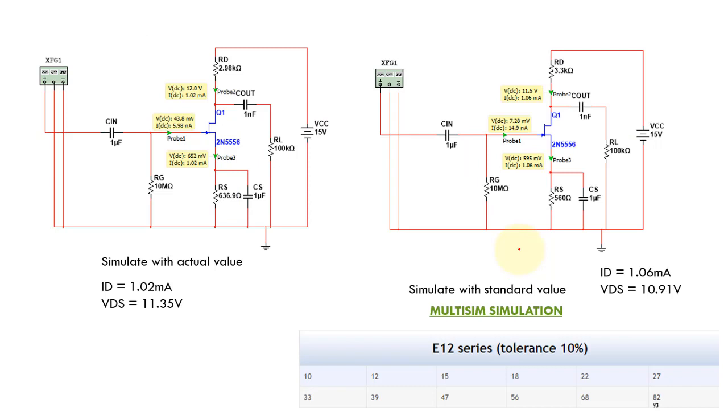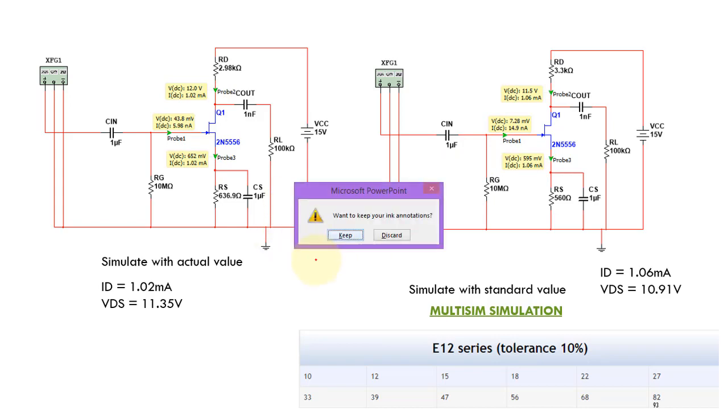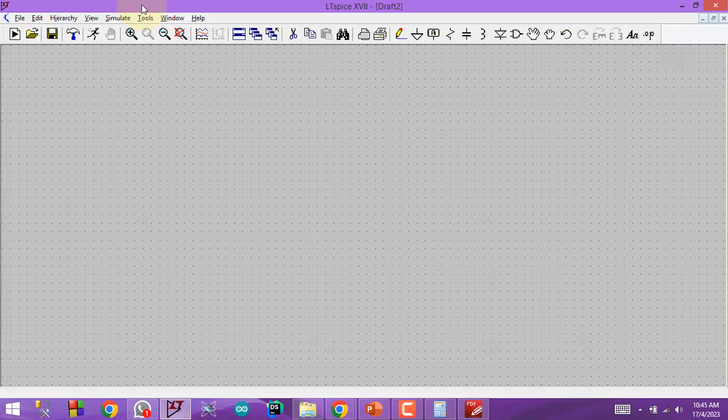Okay, so now we draw our circuit so that we can determine the value of ID and VDS, and then we plot our AC equivalent circuit. And we plot our graph, which is AC analysis. Okay, so we open the LTspice here. Okay, we take all the resistors.